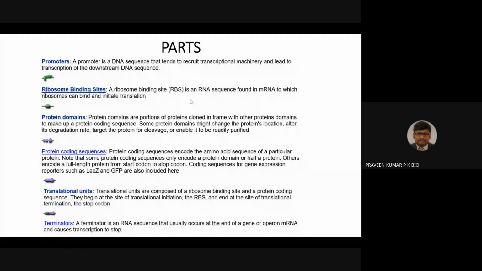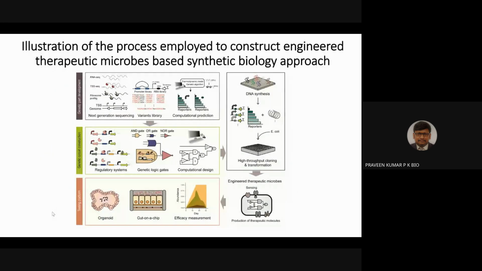So whatever parts I told you, promoters, in the software you can find in green color. Ribosome binding sites, you find in this kind of color. Protein domains, you find this kind of symbol and color. Protein coding sequences look like this. Translational units look like this. So in the software, you can find all these symbols. Overall, whatever we use in genetic engineering to produce hybrids or for other applications, we can work through the software, through computational prediction.